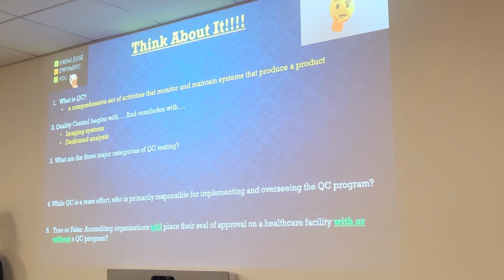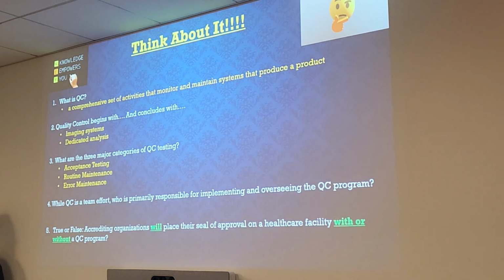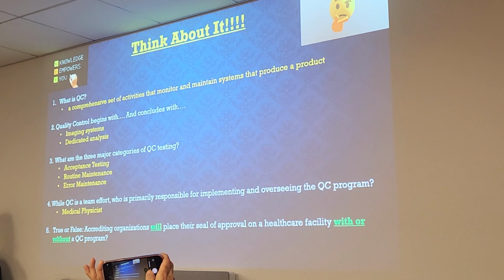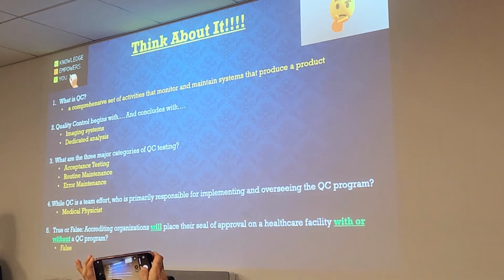So what are the three major categories of QC testing? Acceptance testing, routine maintenance, error maintenance. While QC is a team effort, who's the primary responsible person? Medical physicists. And true or false, accrediting organizations will place their seal of approval on a healthcare facility with or without a QC program.